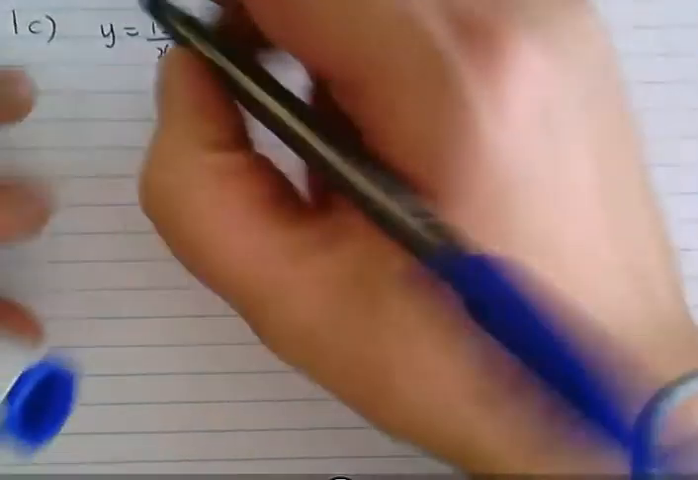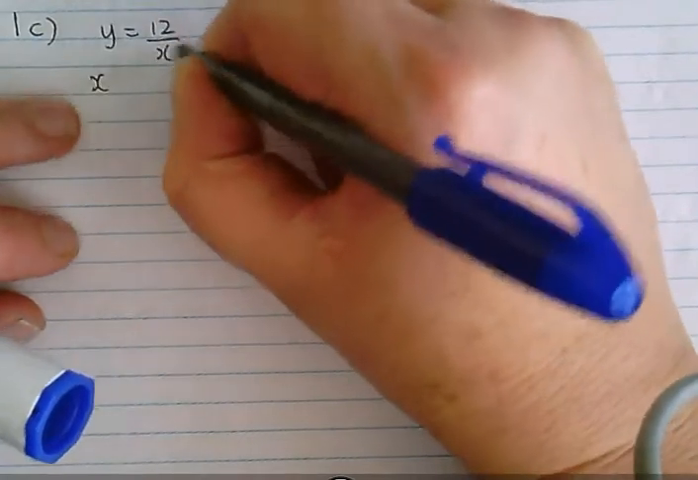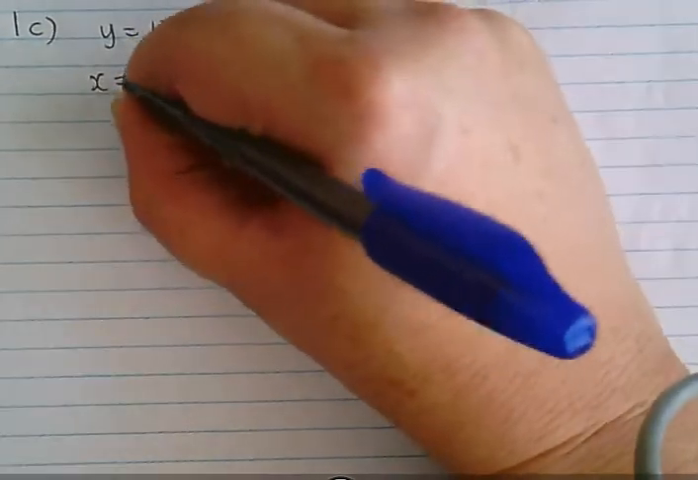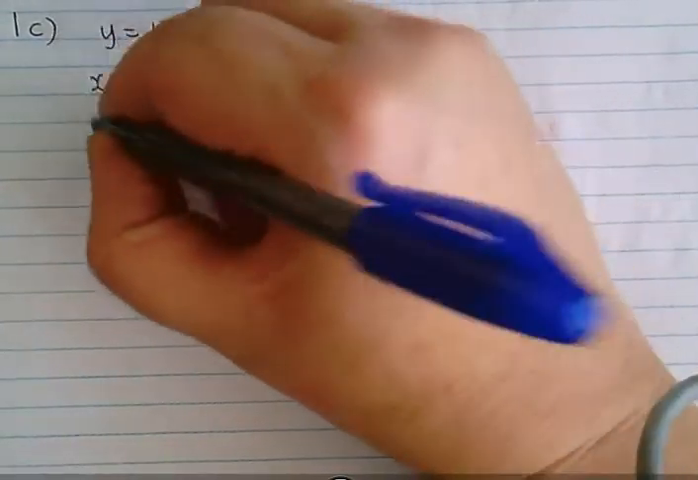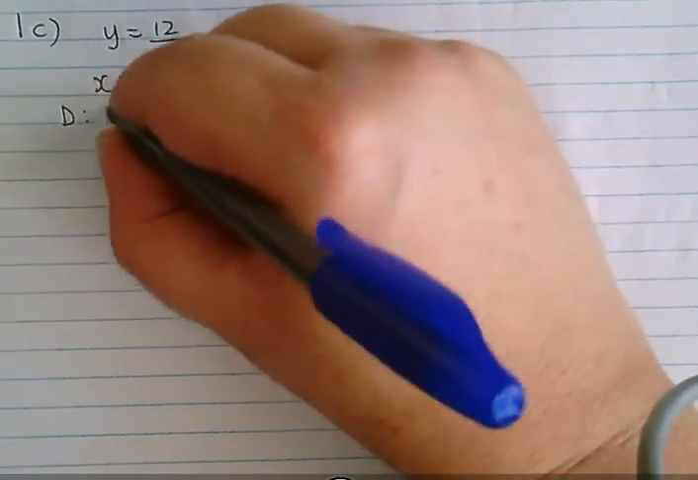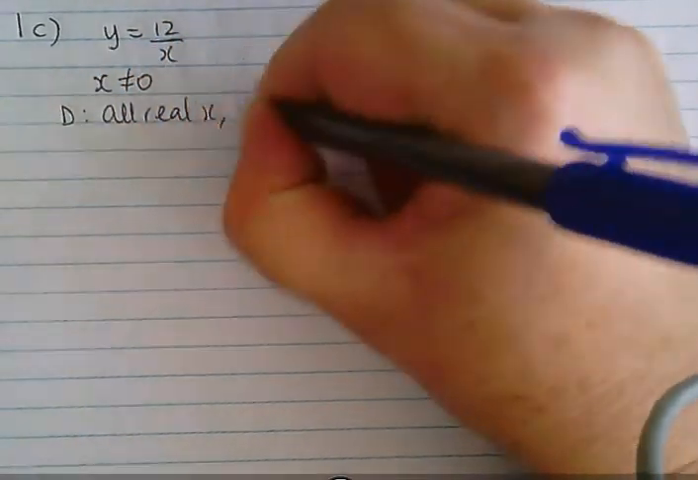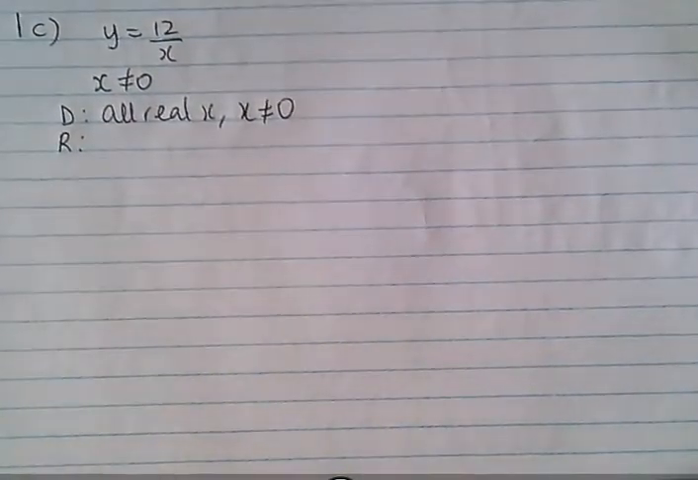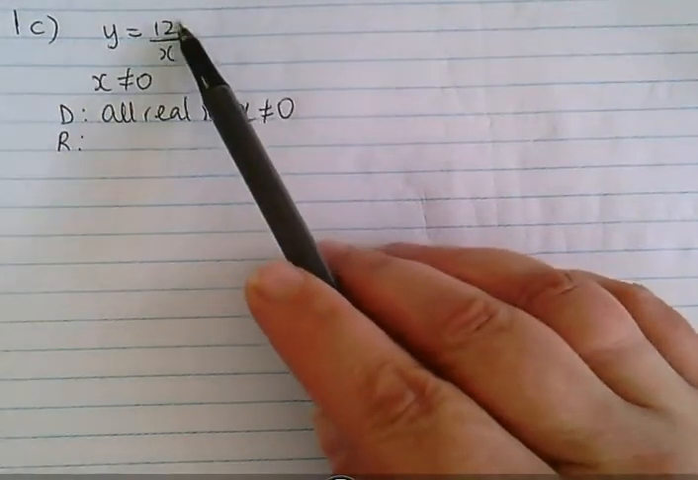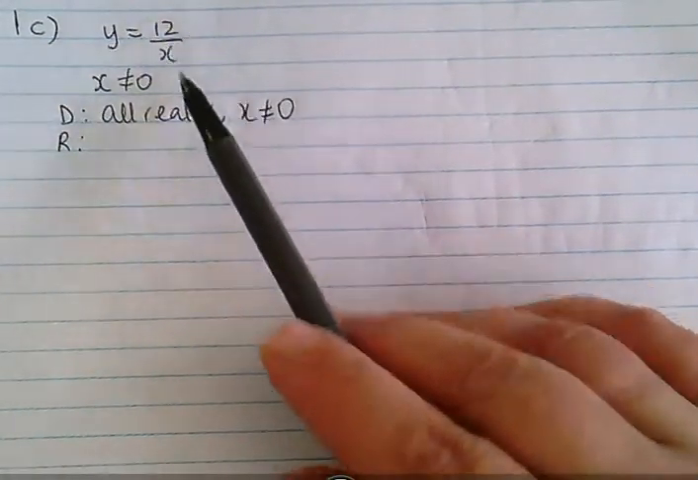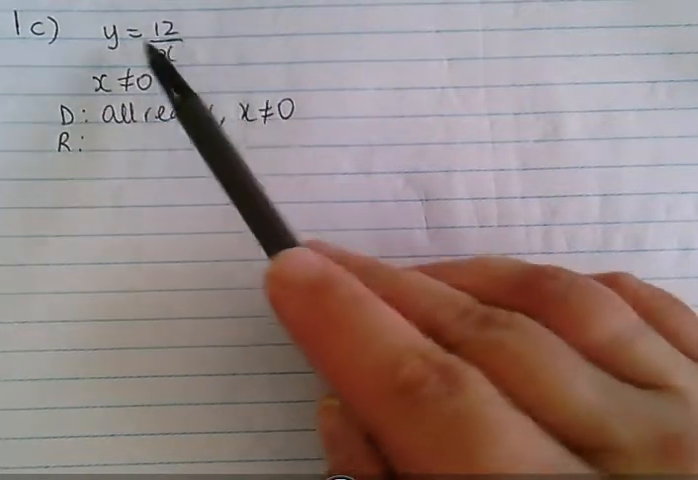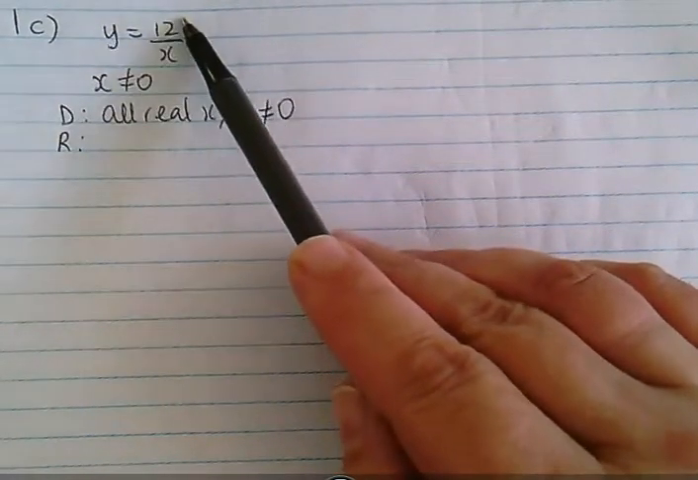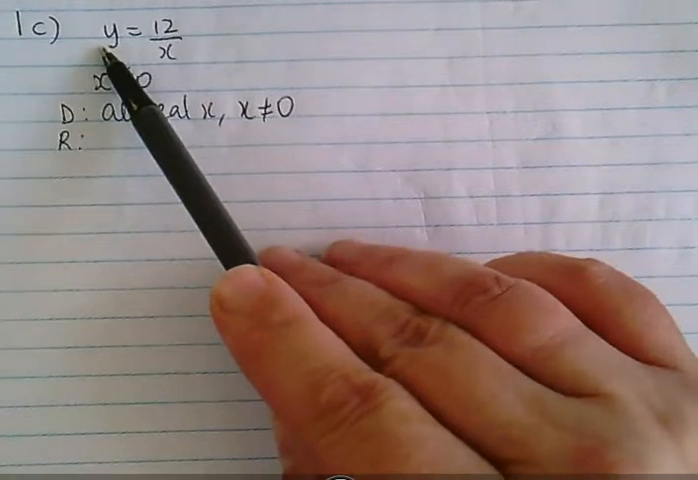Now, 1c should be fine. That is a hyperbola. Okay? Or we can just look at it like this. Obviously, you're not allowed to have x equal 0. We know that x can't equal 0. That's our restriction. So the domain is all real x, x can't equal 0. And the range, if x is not equal to 0, the numerator 12 will never be 0. You can never get 0 as a value for y in this function.